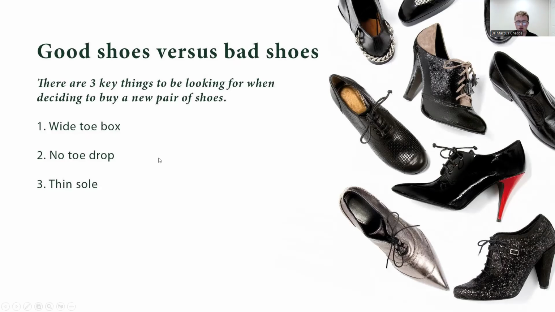No foot drop, meaning you want the plane of the shoe to be equal across, so not having an increased heel at the back and a thinning at the front. We want to make sure that there is no drop between the front and the back of the shoe. Thin soles, meaning we want as little sole as possible in terms of everyday shoes.